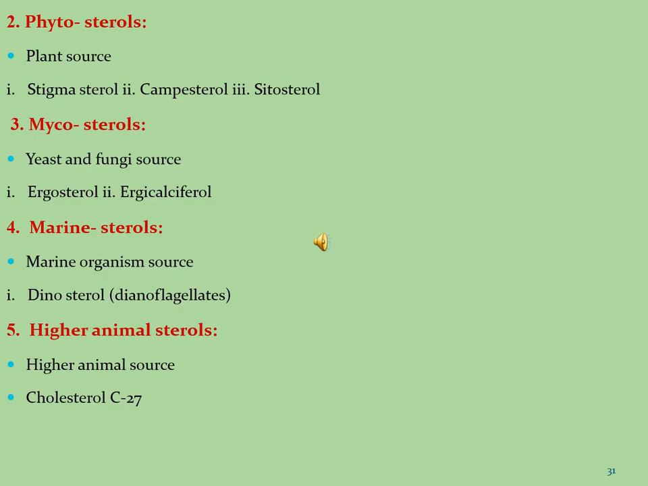Number 4, marine sterols. Marine sterols are extracted and isolated from the marine organisms, and the common example of these sterols are dinosterols, which are found in dinoflagellates. Number 5, higher animal sterols. These sterols are isolated from higher animals, and the common example of these sterols are cholesterol 27.